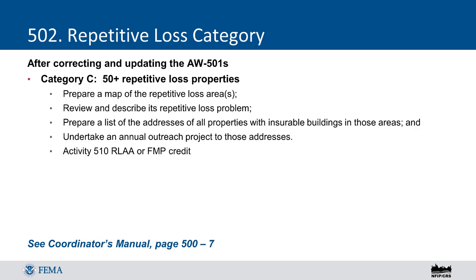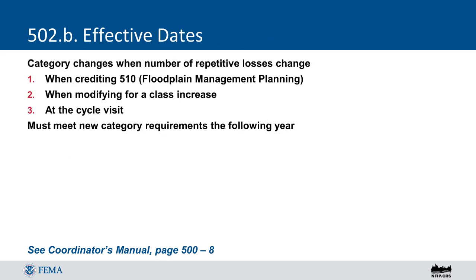Let's talk a little bit about effective dates and when the repetitive loss category changes in conjunction with a change in the number of repetitive loss properties. Your repetitive loss category will change under the following circumstances: when we credit Activity 510 or when we modify you for a class increase if you need or want to change your class in between cycles, or when it is time for your cycle visit.